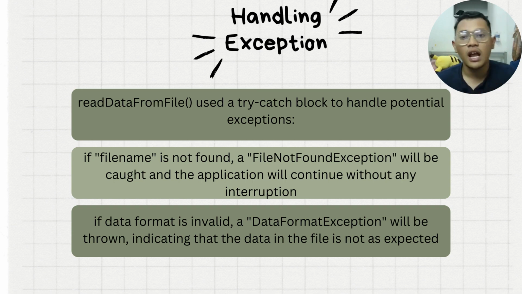For the first one, in this code, the read data from file method uses a try-catch block to handle potential exceptions. For the second one, if the file name is not found, a file not found exception will be caught and the application will continue without any interruptions. And for the last one, if the data format is invalid, a data format exception will be thrown, indicating the data in the file is not what we expect. So that's all. Thank you.